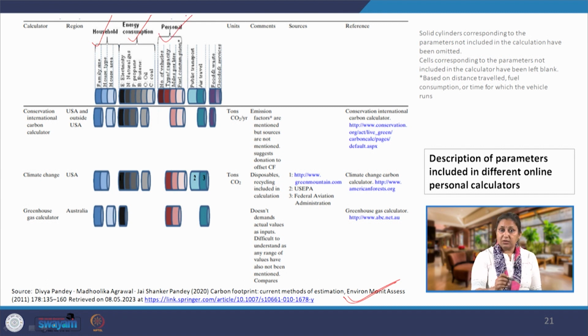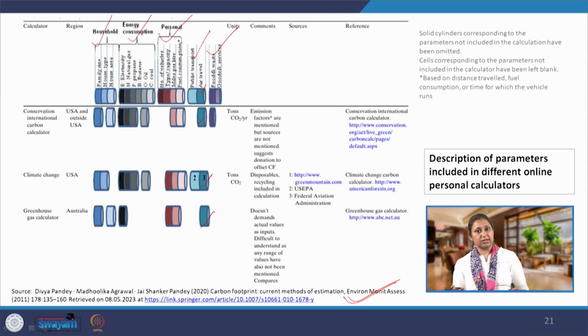Then personal accounting of carbon footprinting. Then we are also talking about transport, of which air travel has been significantly considered in most of the calculators. So, in most of the calculators they are considering air travel, and then the food that we consume. Some of the calculators do not take into account food, but some of them do.